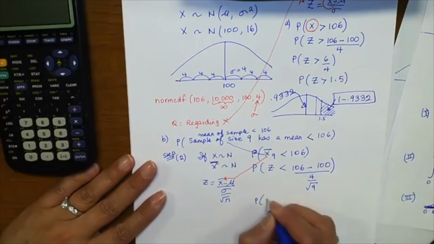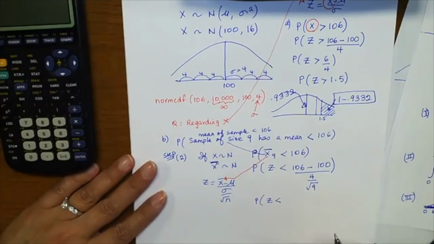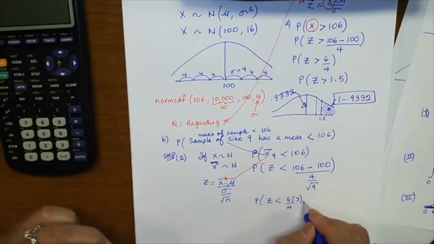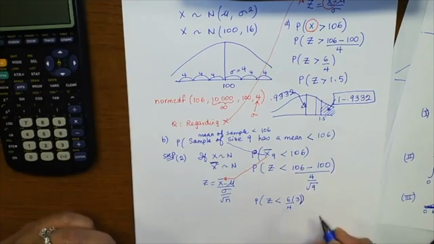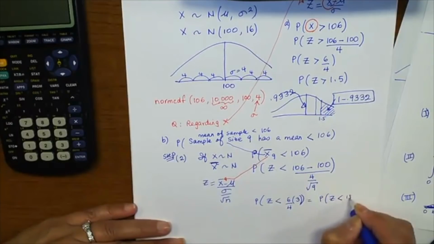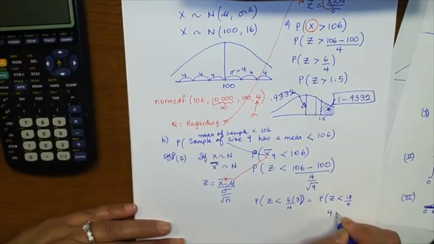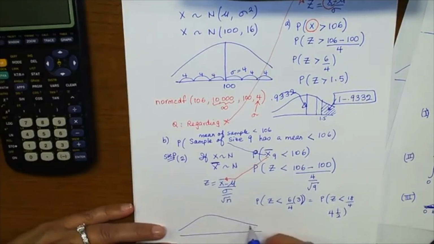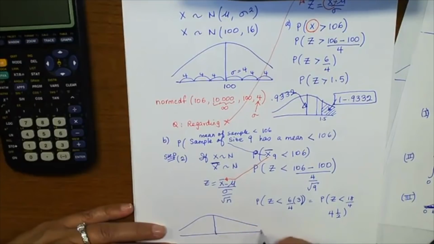So I get probability Z less than 6 over 4 times 3, so 18 over 4. Probability Z less than 18 over 4. Four 4s are 16 and a half, so 4 and a half. Z less than 4 and a half, so 4 and a half standard deviations from the mean. The answer is 0.9999.